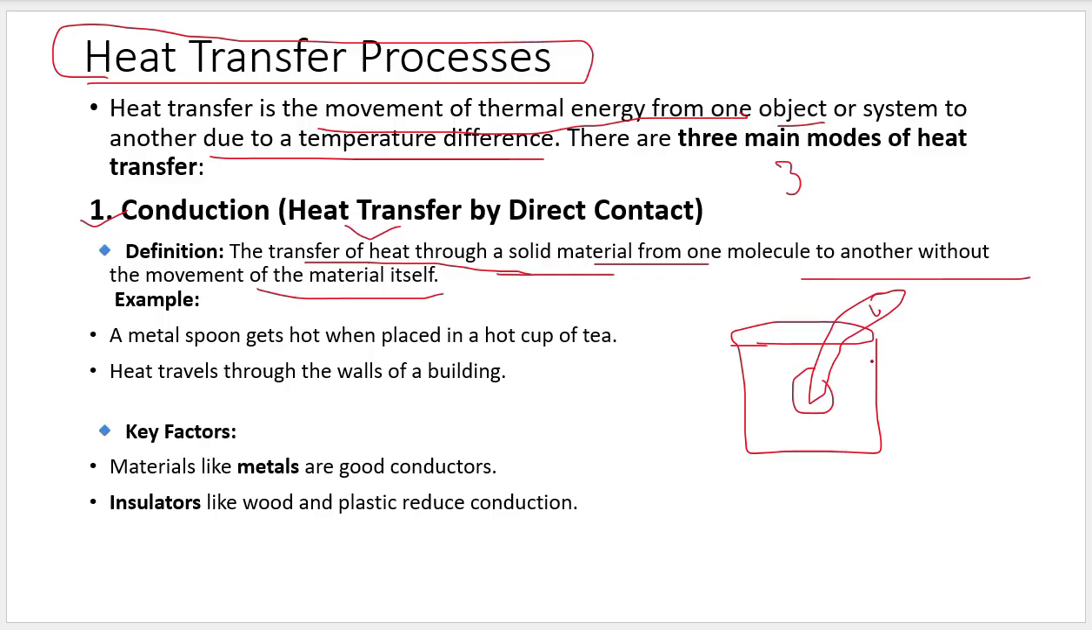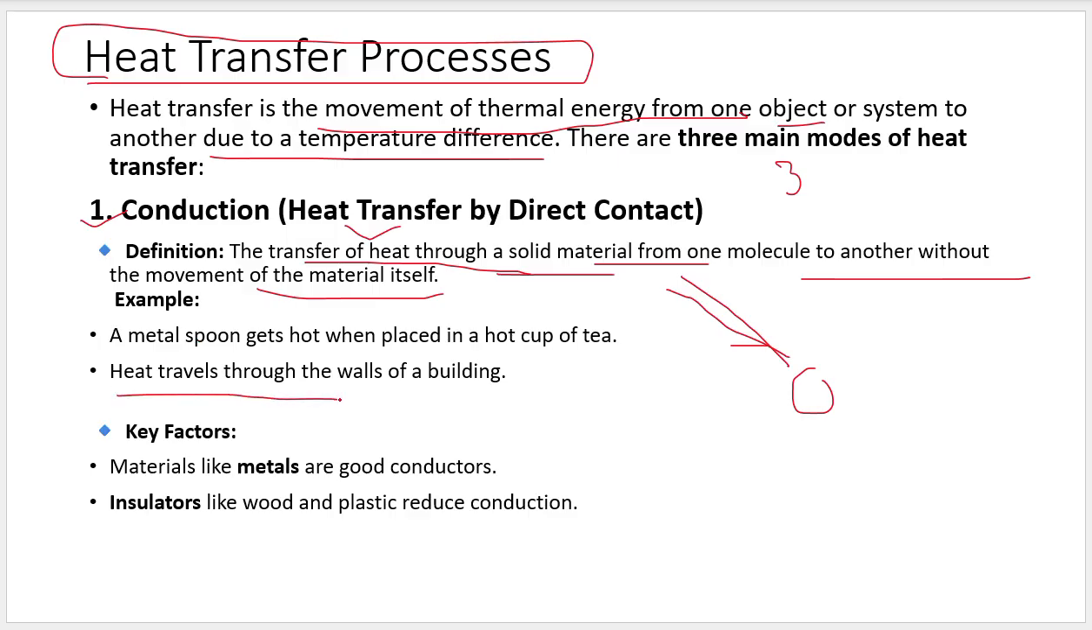Not only a spoon, any other metal product, be it a knife, when you keep it here, it will be hot. So this is called heat conduction. Heat travels through a wall of a building.